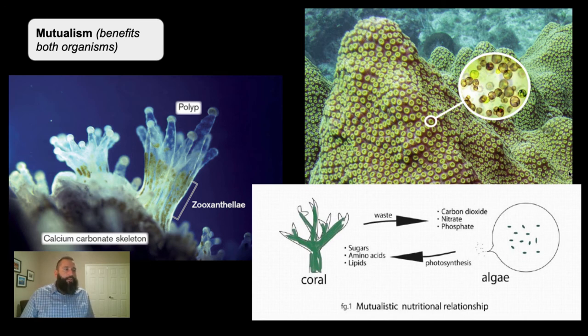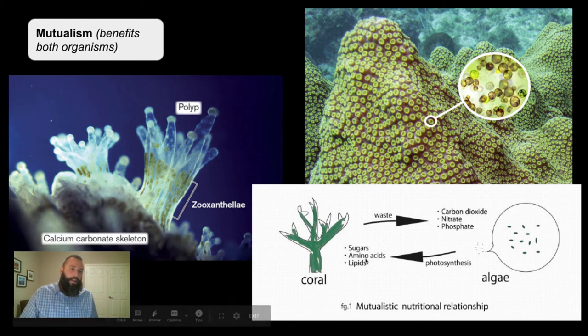Mutualism is a relationship that benefits both of the organisms. You're seeing here on the screen coral, and coral is actually made up of two different species of organisms. The coral itself, and you're seeing the polyp here, but also inside, if you look really carefully, there are these little green cells. These are algae that live within the polyp. There's this nice mutualistic relationship between the two organisms.